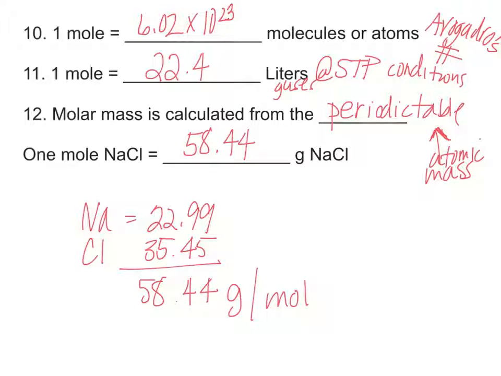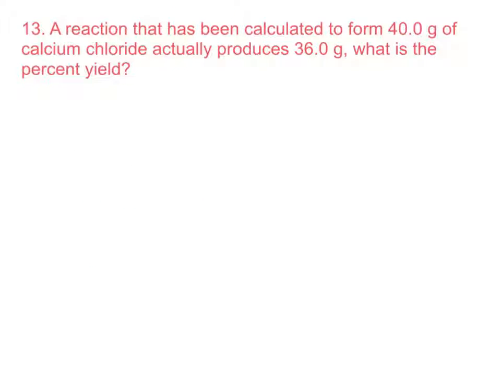And then number 12, the molar mass is calculated from the periodic table. Remember, we get it from the atomic mass. So an example is 1 mole of NaCl is 58.44 grams of NaCl. So the way that we did that is we got the atomic mass of sodium and we added it to the atomic mass of chlorine. And when we added that up, we had 58.44 grams per mole.